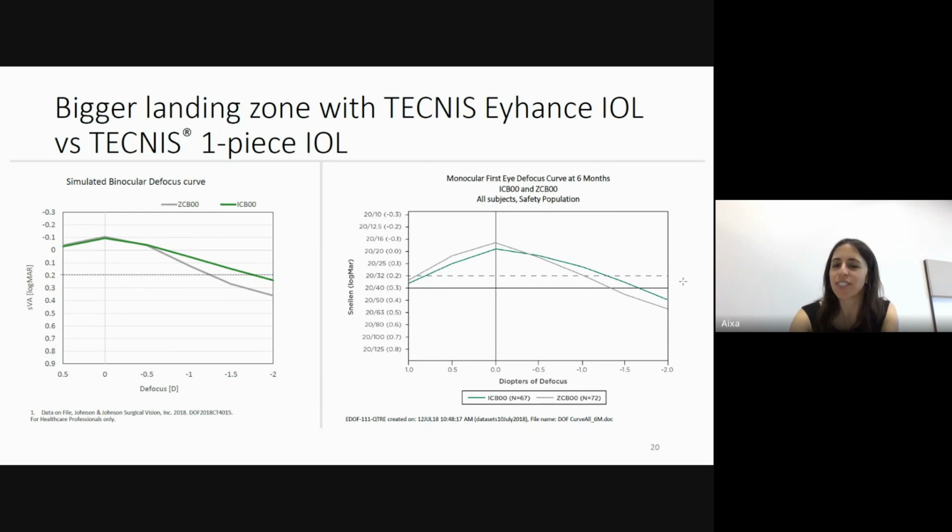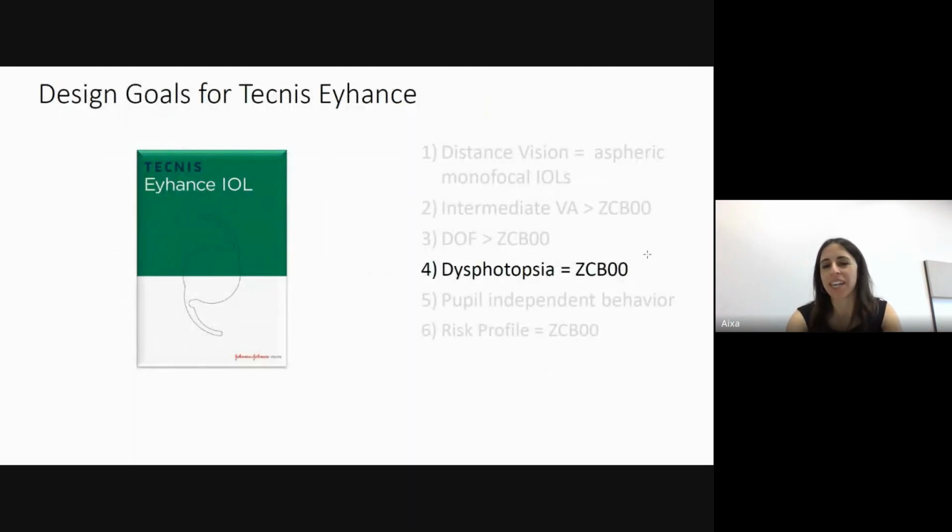So the range of vision, same story. We predicted on the left, we measured on the right, and again, there are many publications that show the same trend, this improvement in range of vision. That's why you get better intermediate.